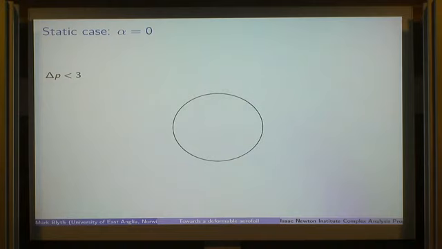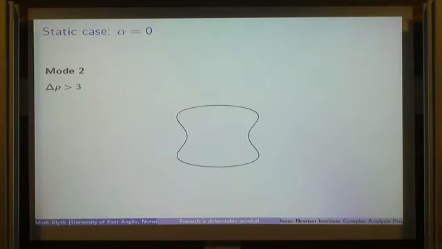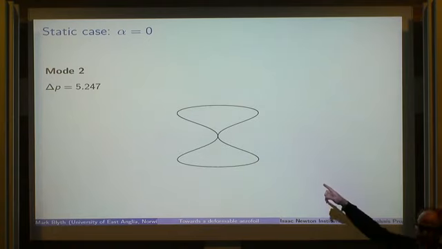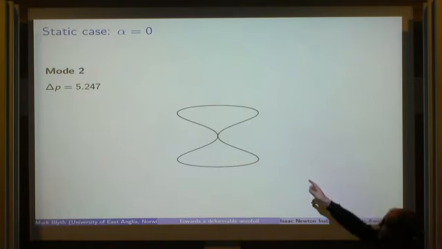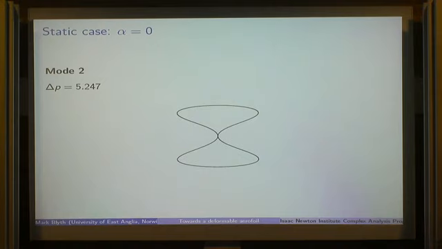So if delta P is less than 3, so the first buckling pressure, n equals 2, delta P equals 3, everything just looks circular. Then if we increase delta P above 3, we buckle into a shape of two-fold rotational symmetry like that. And you keep going, you'll get to a critical value of delta P, which is found numerically, incidentally, to be about 5.247, where the cell touches itself in the middle, and you can keep going. You can push delta P higher, and you'll just get shapes that self-intersect, which don't have any obvious physical meaning.